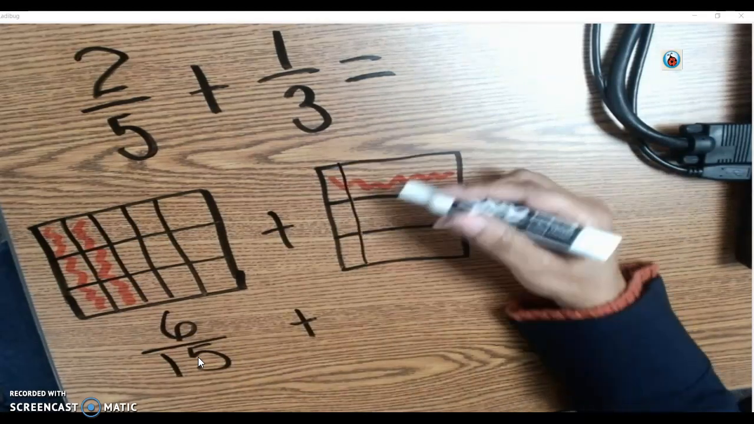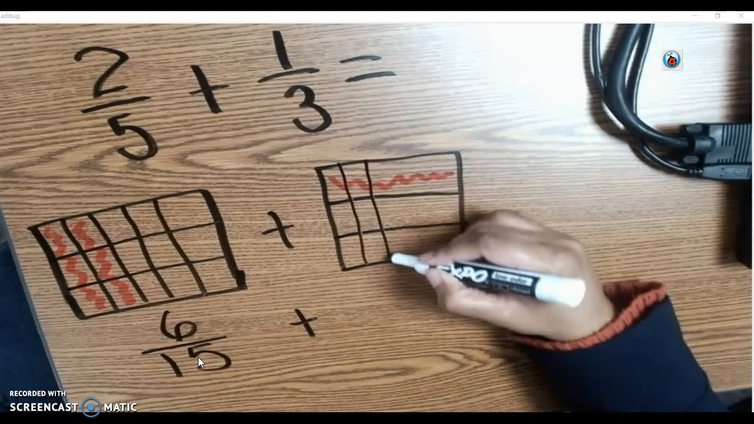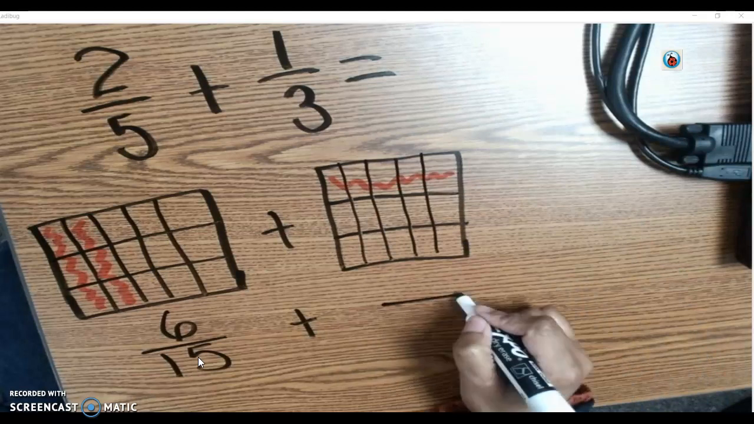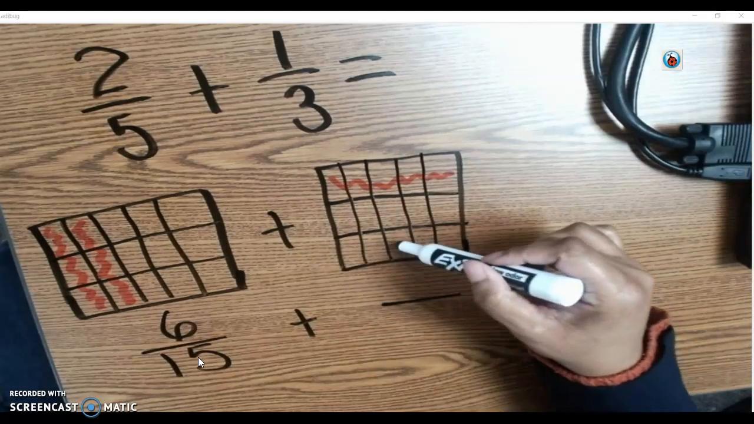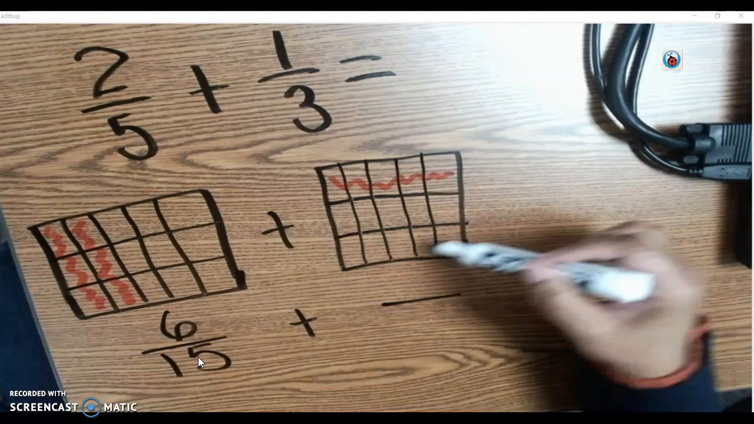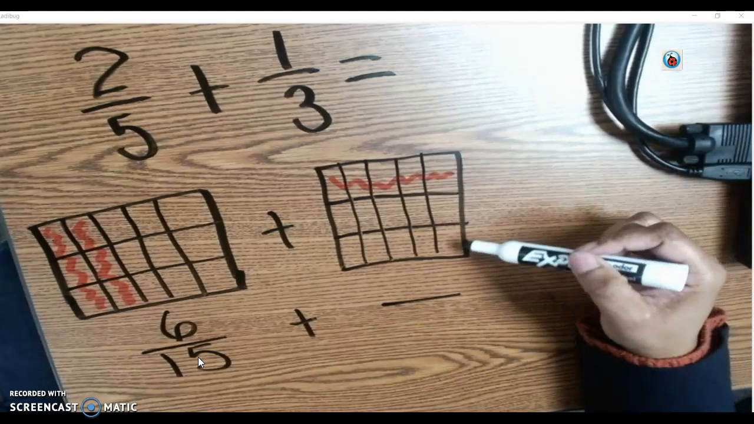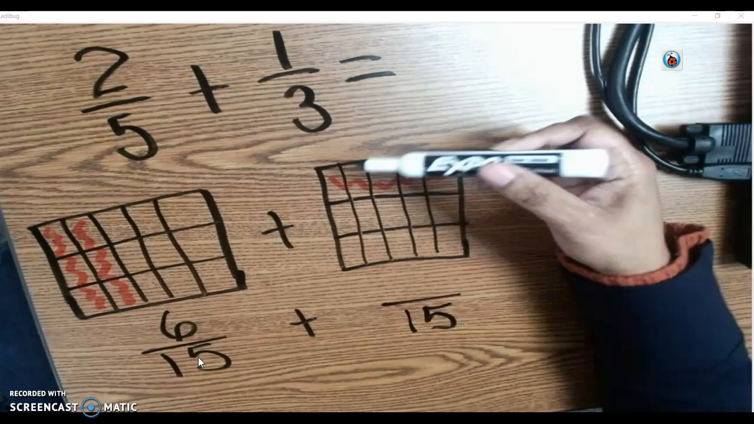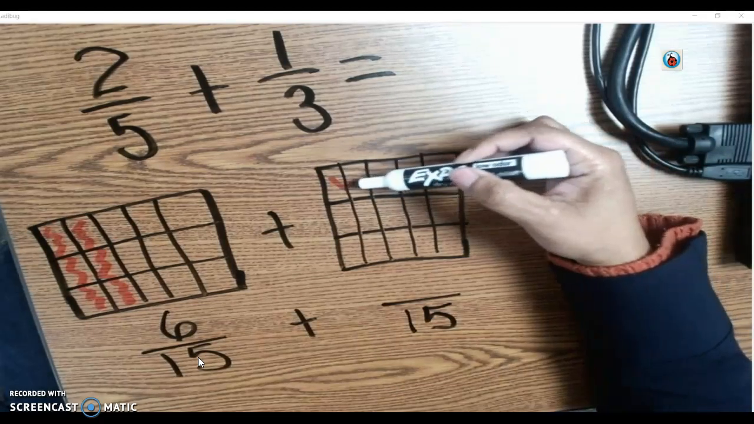So here's 1, 2, 3, 4. Now if I count 1, 2, 3, 4, 5, I know I have 5 going across and 3 going down. 3 times 5 is 15. Okay, and how many are shaded? 1, 2, 3, 4, 5.